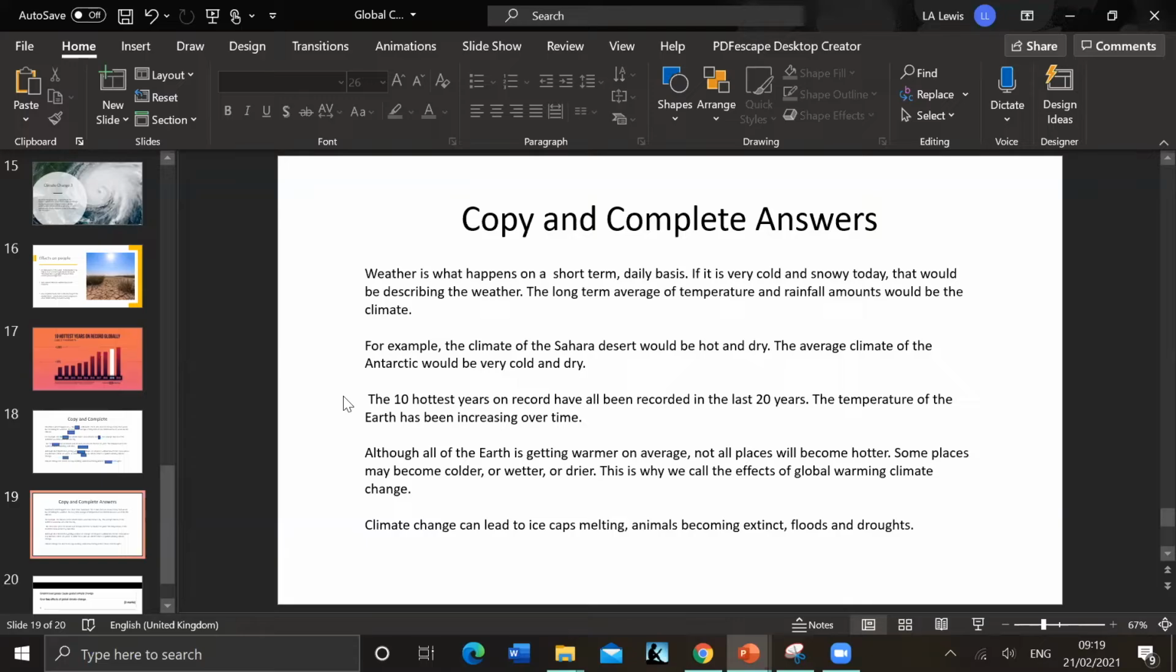So the 10 hottest years on record have all been recorded in the last 20 years. The temperature of the Earth has been increasing over time, according to what we have been measuring. Okay, so although all of the Earth is getting warmer on average, not all places will become hotter, and that's why we put climate change. Okay, so some places may become colder or wetter or drier. This is why we call the effects of global warming climate change. Yeah, climate change can lead to ice caps melting, animals becoming extinct, floods, and droughts. So drought is like less rainfall.